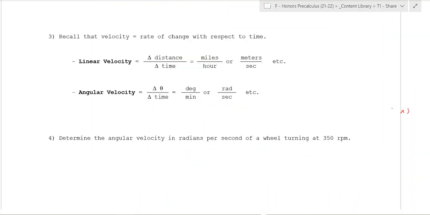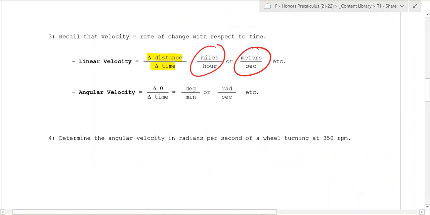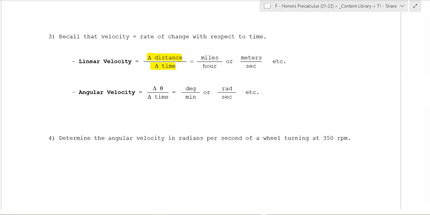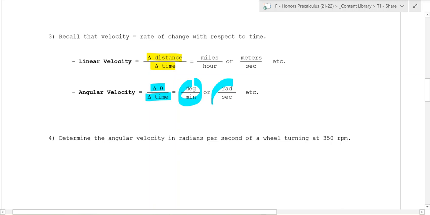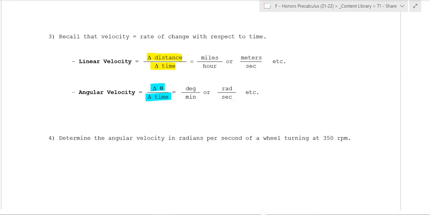The next thing we're going to look at is 2 different ways to look at velocity. One of them is linear velocity, which is just distance over time. And we've seen that as miles per hour or meters per second, and there's lots of other units for linear velocity. Another way to look at velocity is angular velocity, the change in degrees over time, which could be degrees per minute or radians per second. Those are 2 units for angular velocity. So how do we go about converting between these things?